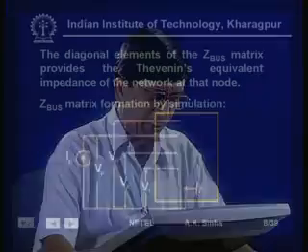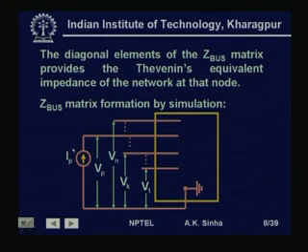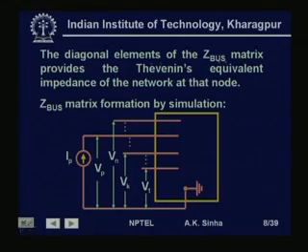Now, the diagonal element, that is VP by IP, that is what ZPP is, what we call the driving point impedance at point P or the bus P, and this is also equal to the Thevenin's equivalent impedance of the network at node P or bus P. So, driving point impedance is same as the Thevenin's impedance that we will get by reducing the network up to point P.